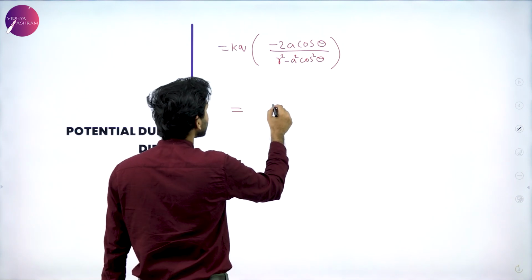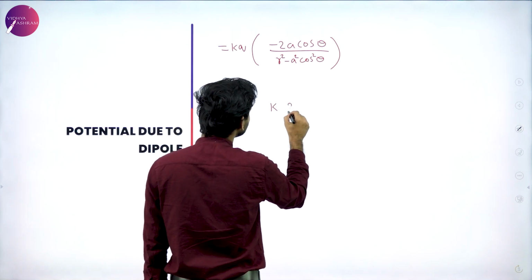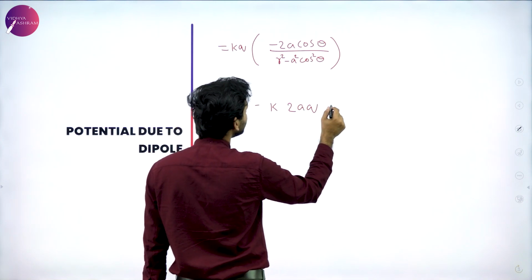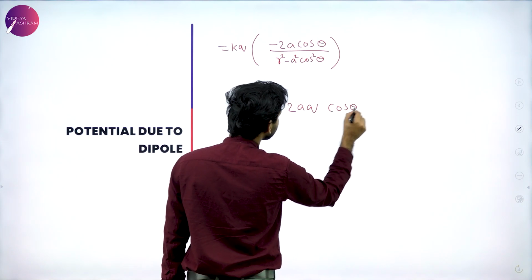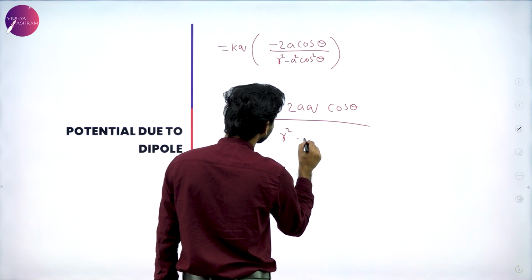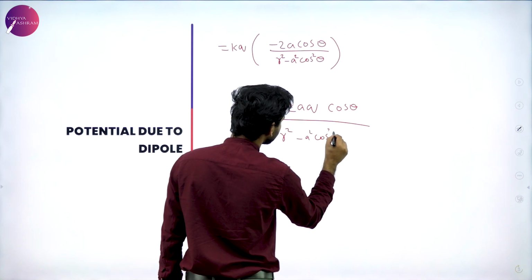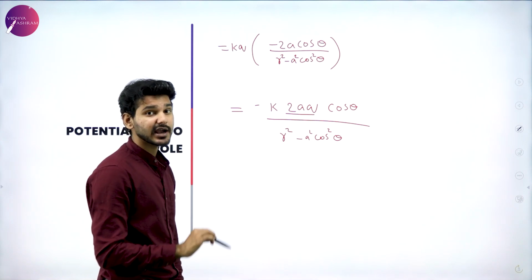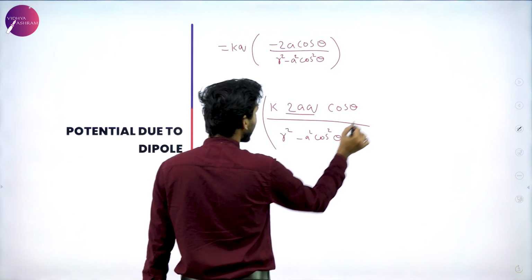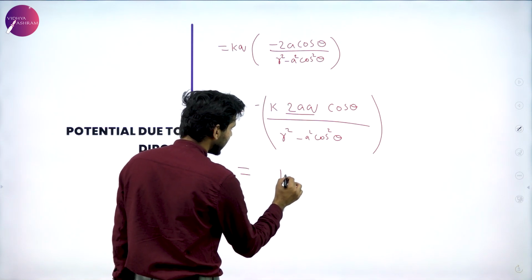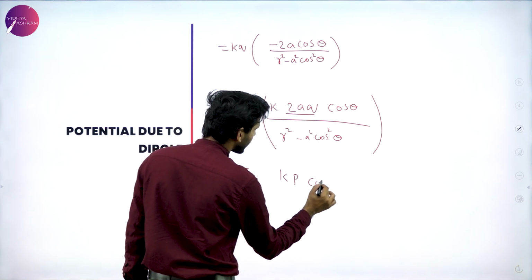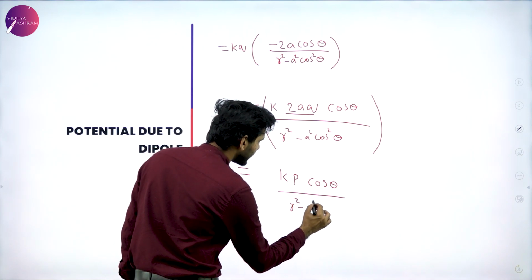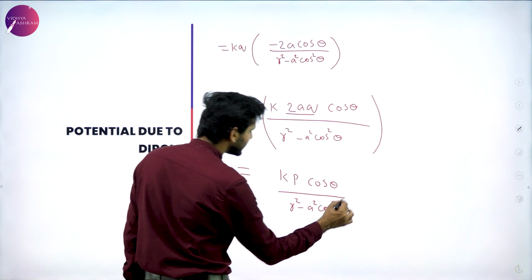We can write this as k, 2aq, let the minus sign be here, 2aq into cos theta divided by r square minus a square cos square theta. So this 2aq, we have already seen that that is the dipole moment. So we can write that as k p cos theta divided by r square minus a square cos square theta.